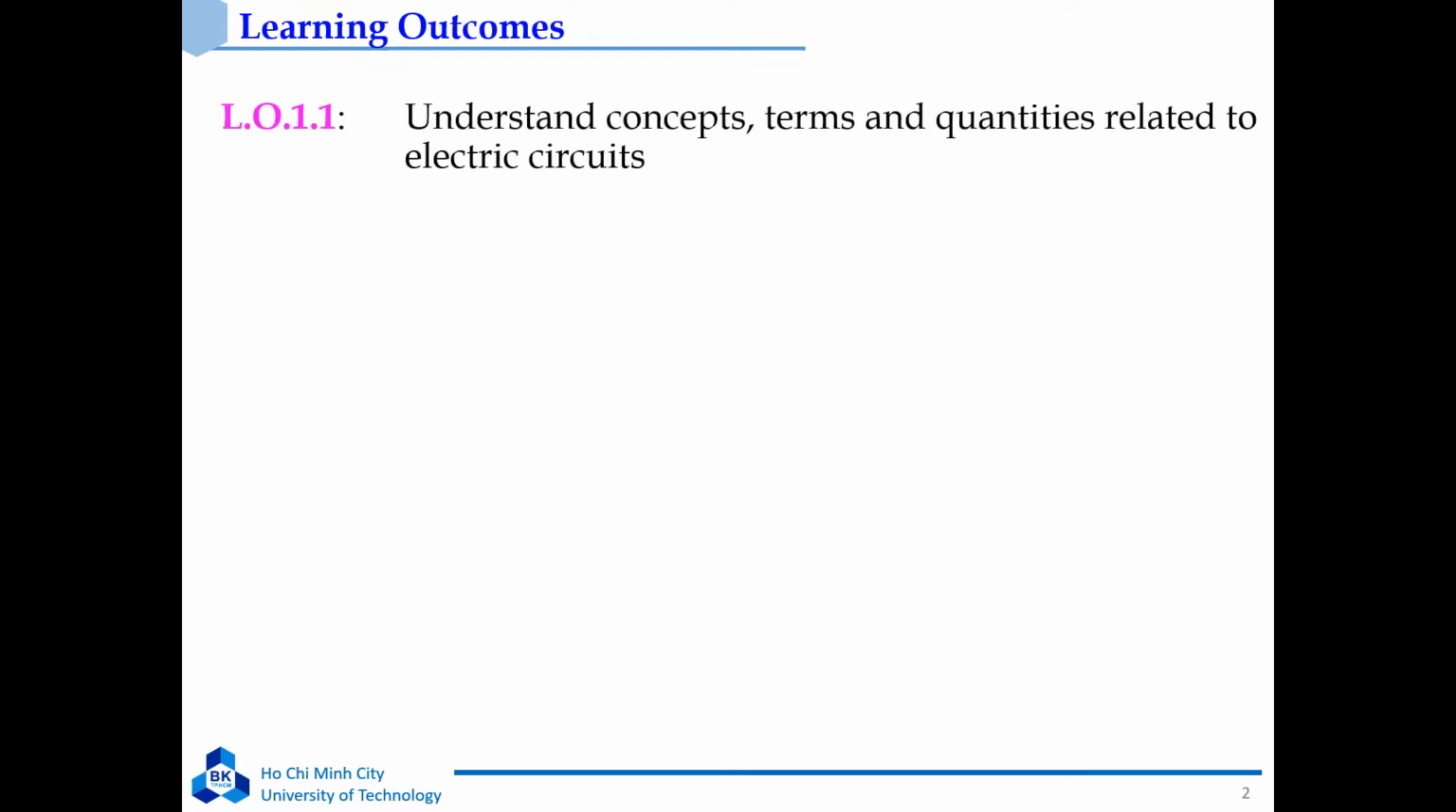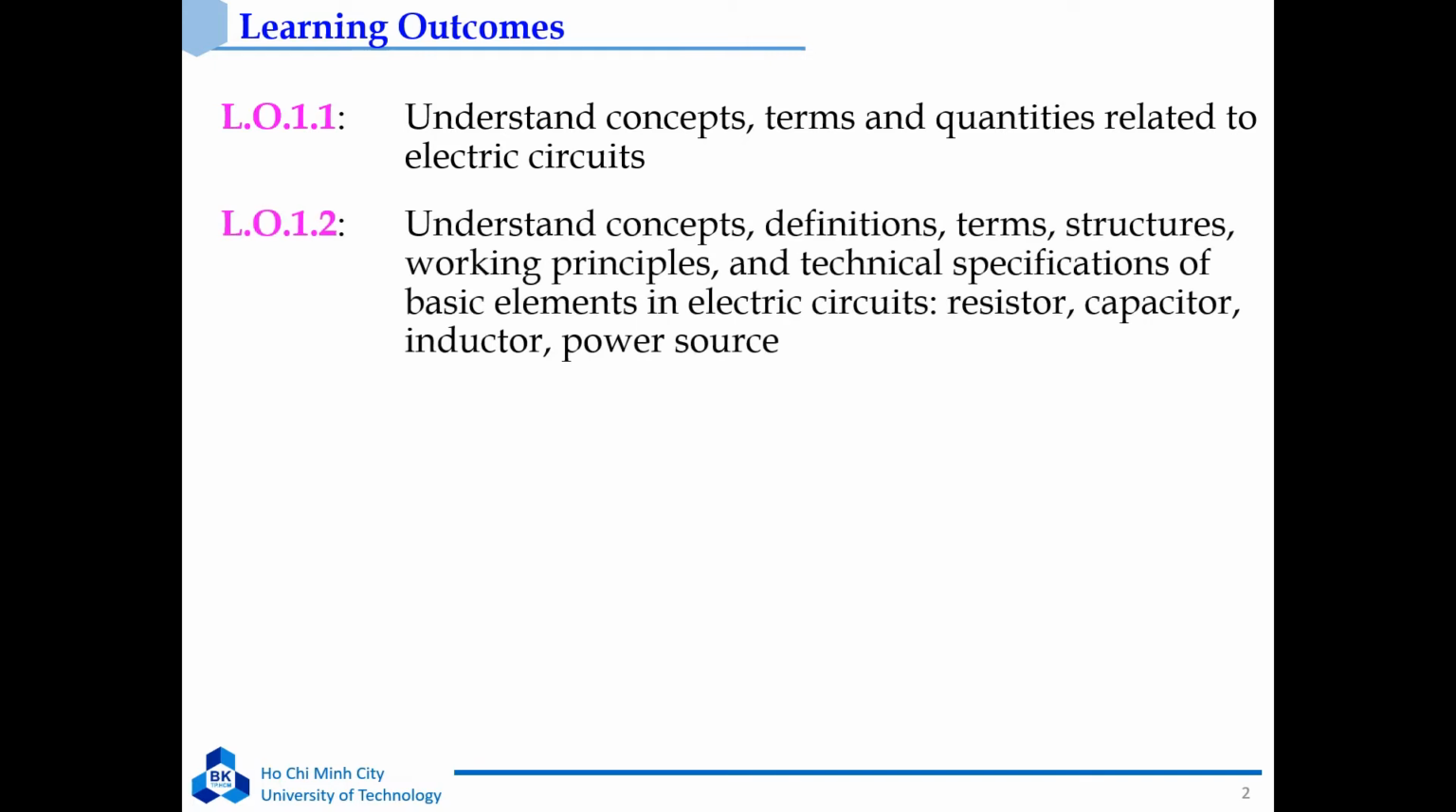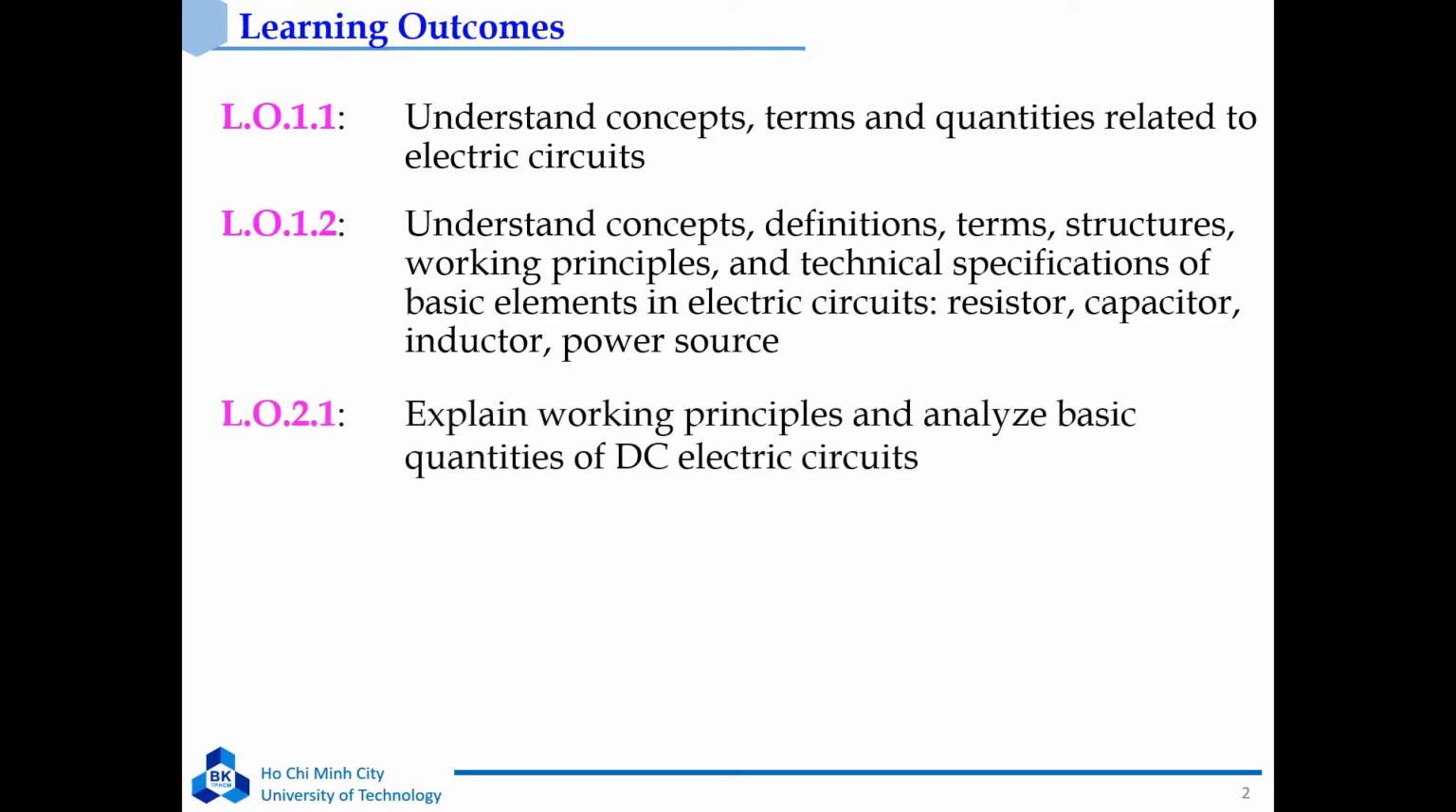The learning outcome for this chapter is LO 1.1: understand the concept, terms, and quantities related to the electrical circuit. The second one is LO 1.2: understand the concept, definition, terms, structure, working principle, and technical specification of basic elements in the electric circuit such as the resistor, capacitor, inductor, and power source. And the third one is to explain the working principle and analyze basic quantities of DC electric circuits.